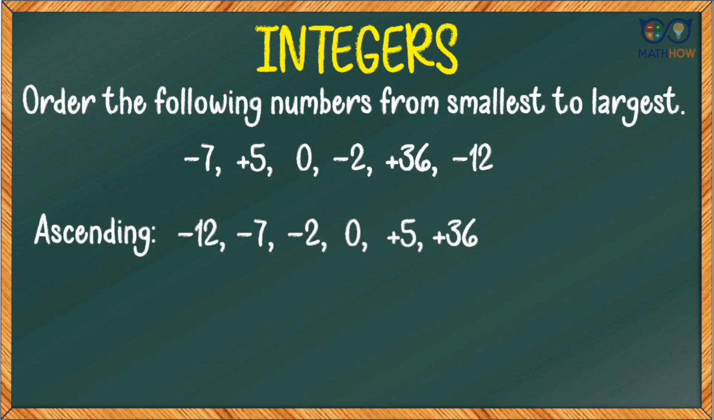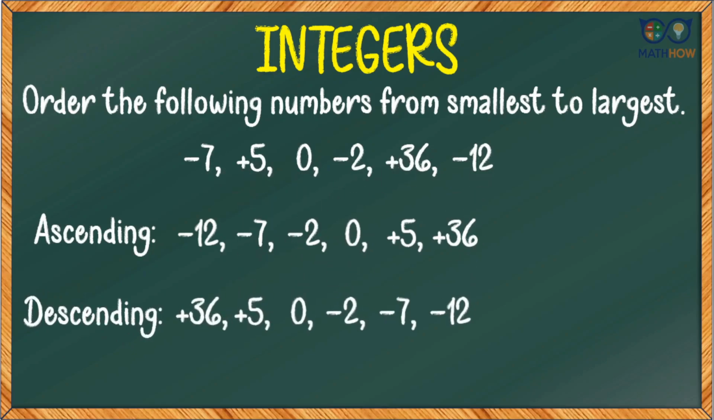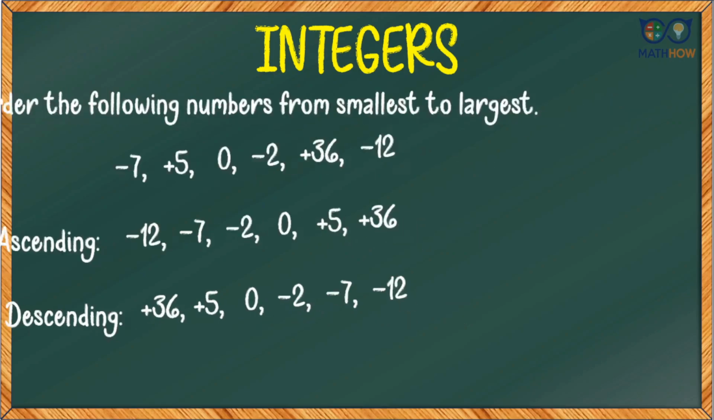To write the numbers in descending order, start from the largest integer. Keeping the rule and number line in mind, you can master comparing and arranging integers, either in ascending or descending order. One thing you need to remember is that comparing and ordering any number is the same as with integers.